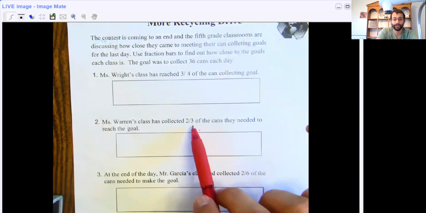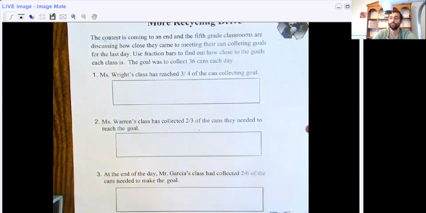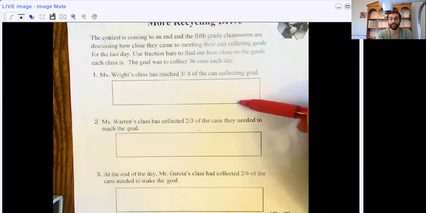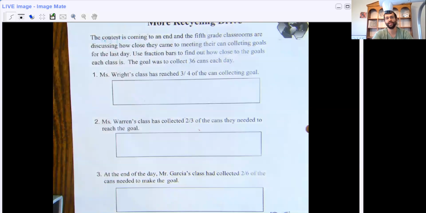You're going to make 3 pieces here and shade 2 of them. 6 pieces and shade 2 of them. So be really careful as you do that, but draw your fraction bar. Your fraction bar is already here, but make sure you split it into pieces and then you shade the number that needs to be shaded with the numerator.